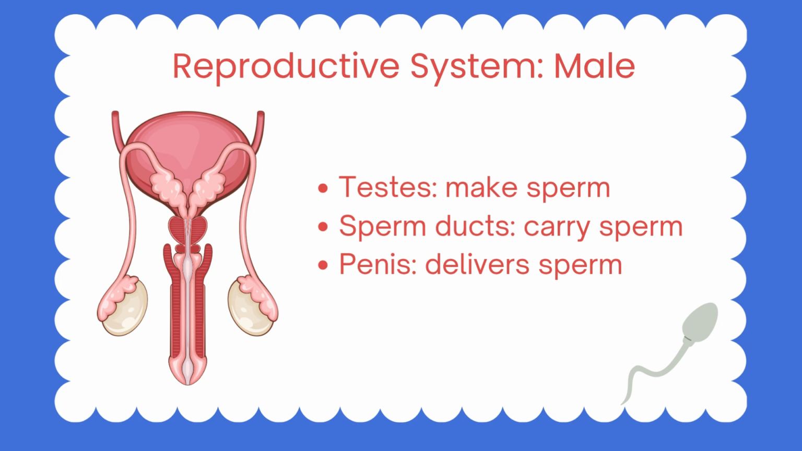The reproductive system in males. In males, the reproductive system makes and delivers the sperm. The testes make sperm, and the sperm travels through the tubes and is delivered by the penis. Guys, you need to know how to label this sketch as well.